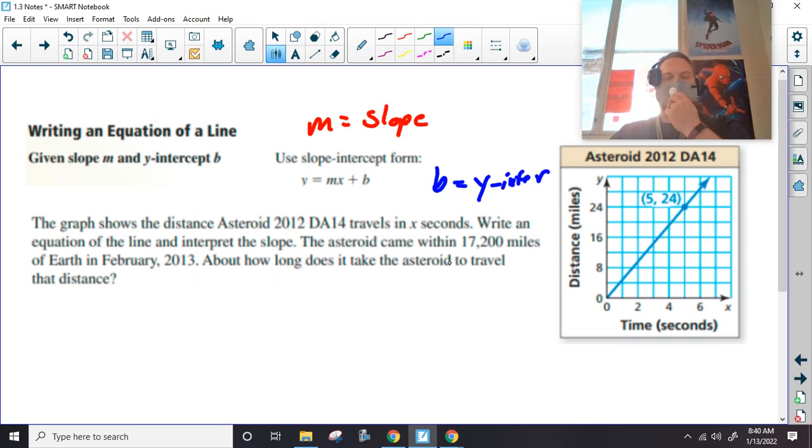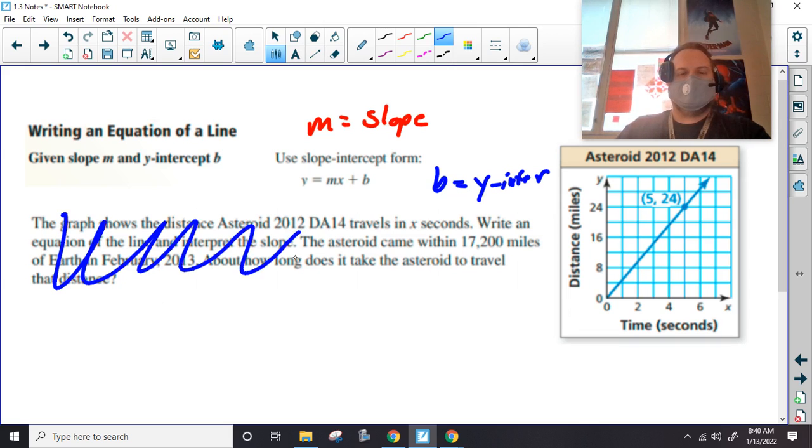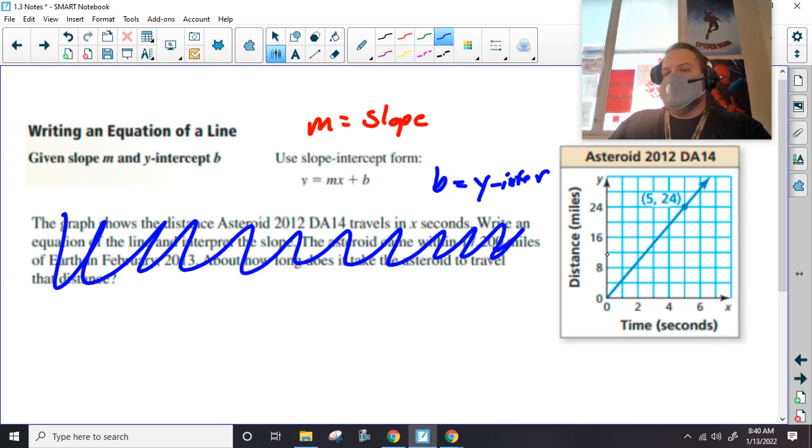All right, now, our B for this one, again, we could care very little about this. If I just said, write an equation of the line, I give you a graph. You don't need to know all this other stuff, right? Y'all don't need to know about the asteroid 1220 DA14. I mean, do y'all really? I know some of y'all are just really excited to learn about that asteroid today. I can tell. Okay. All right.